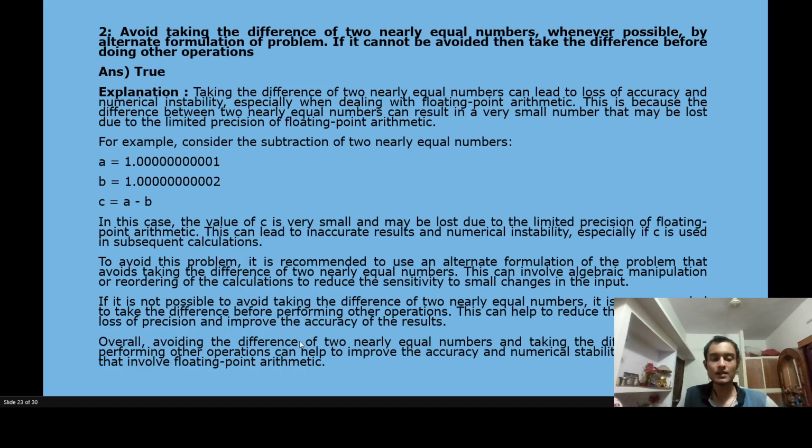Overall, avoiding the difference of two nearly equal numbers and taking the difference before performing other operations can help improve the accuracy and numerical stability of algorithms that involve floating point arithmetic.